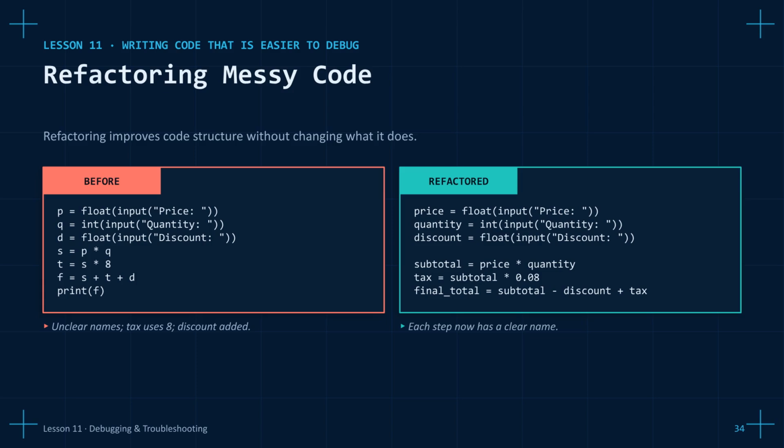Refactoring improves code structure without changing its behavior. The before version uses cryptic letters and a magic tax value. The refactored version renames everything clearly: price, subtotal, tax, final total, and uses the correct tax rate. Each step is now clearly labeled, making future bugs far easier to spot.